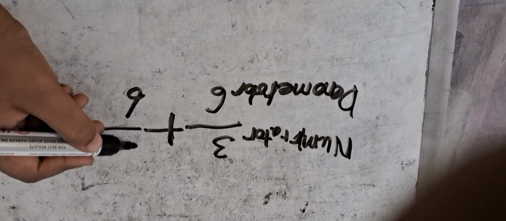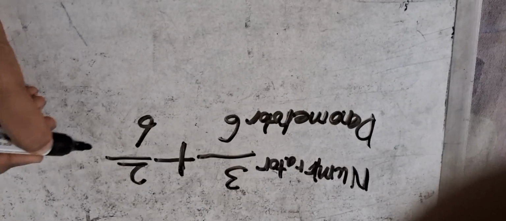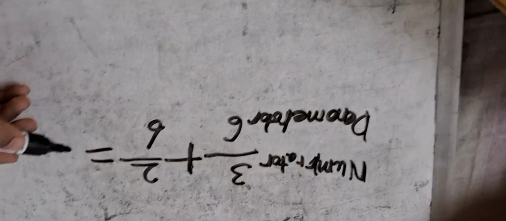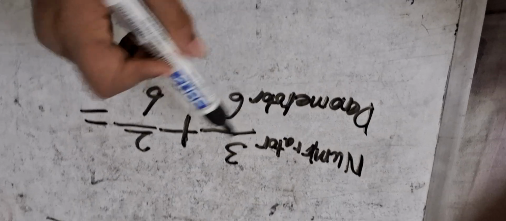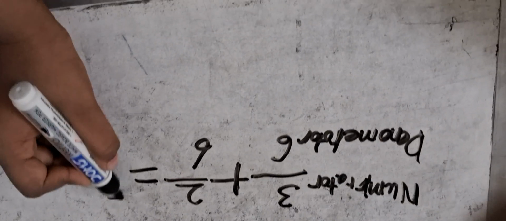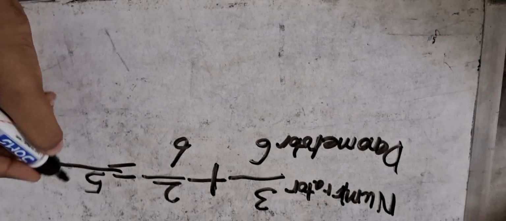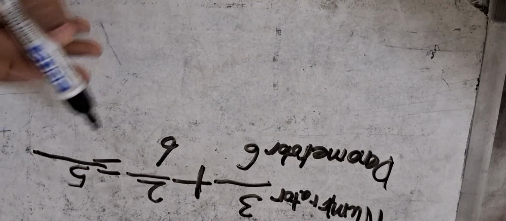Now if you want to add these, what will be the answer? It's so easy. You just add both numerators, so that will be 5. And the denominator will stay the same. That means 5 upon 6 is the answer.